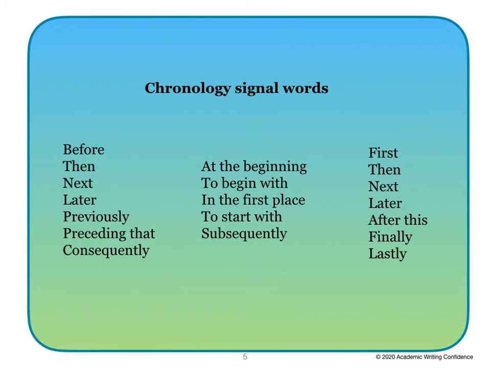Here are some more words that you can use when writing in the chronological order. We call these signal words because they signal a time sequence: before, then, next, in the first place, subsequently, after this. All of these show a time sequence.